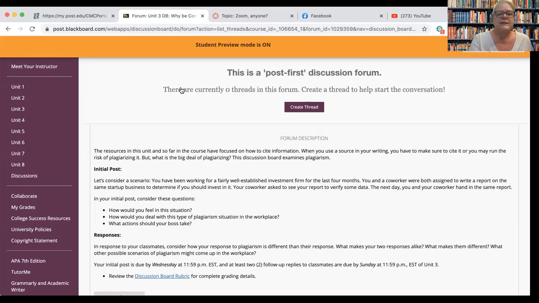So let's consider a scenario. You have been working for a fairly well-established investment firm for the last 4 months. You and a coworker were both assigned to write a report on the same startup business to determine if you should invest in it. Your coworker asked to see your report to verify some data. The next day, you and your coworker hand in the same report. So clearly they have just copied your work.